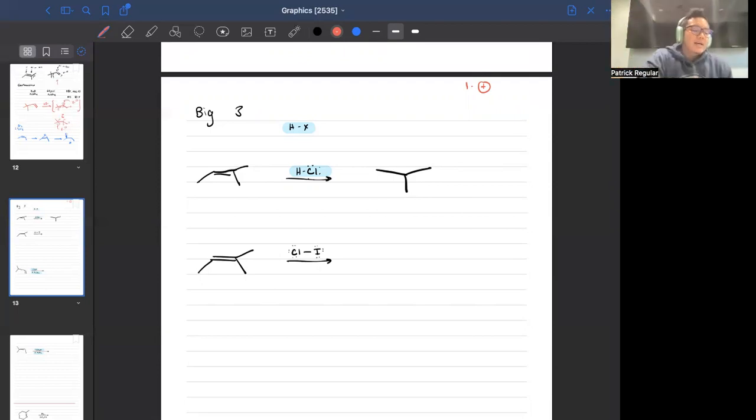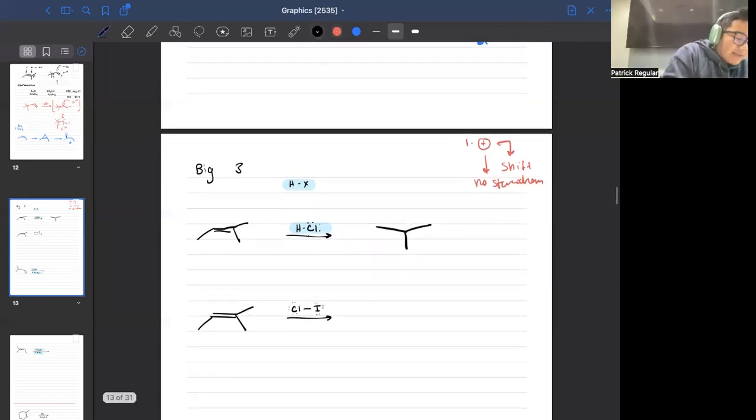Now, carbocations, well, first off, they shift. Second, there's no stereochem. You can draw everything as just sigma bonds. We just care about connectivity because they all rotate. And you might be thinking, why doesn't it have stereochem? Well, if you remember, carbocations have an empty p orbital, all right? They have an empty p orbital.